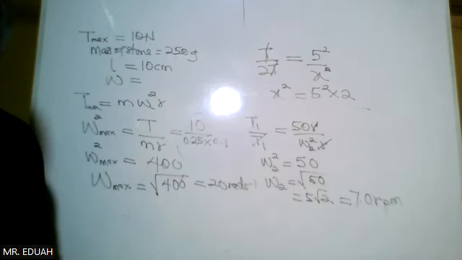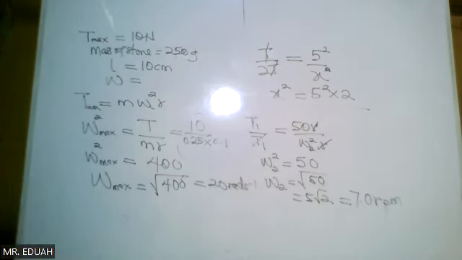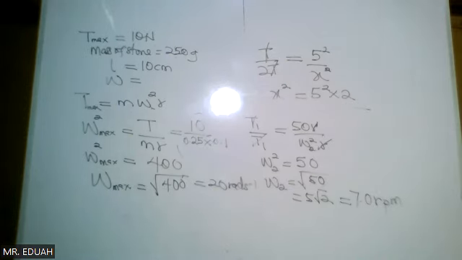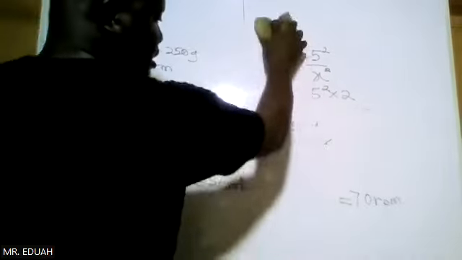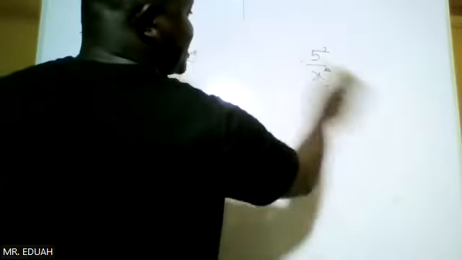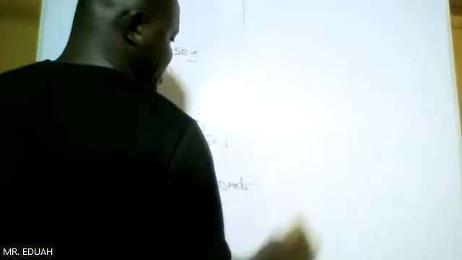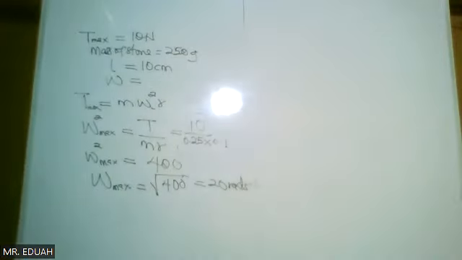So there in the question, it stated velocity. So can't you use F is equal to mv squared over r to solve this? What the question stated is the maximum angular velocity, not just the velocity. Okay.